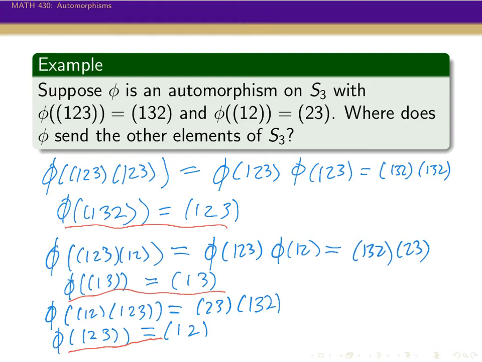Now we haven't done phi of the identity, but phi of the identity has to be sent back to the identity. That's a property of isomorphisms. Okay, and we could go through and check the rest of these, and it's all going to work out just fine. So here is where phi has to send things.